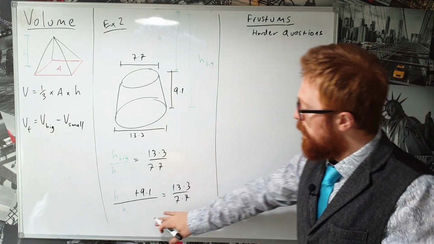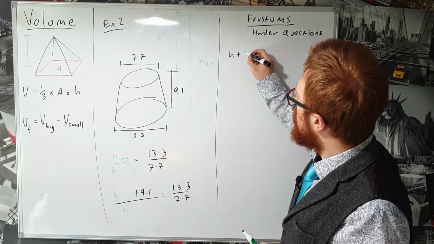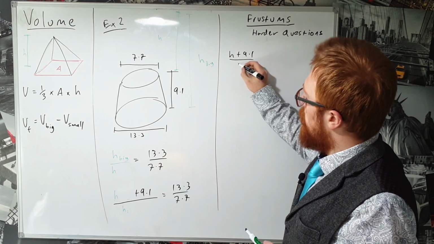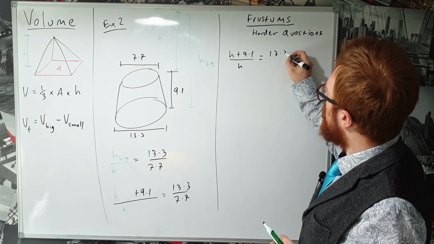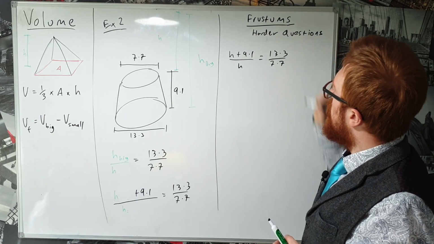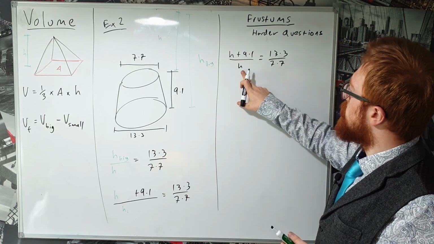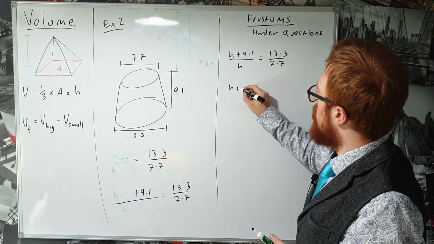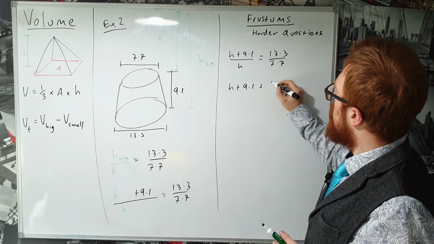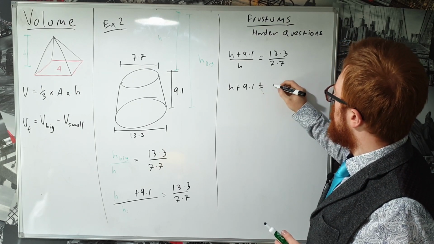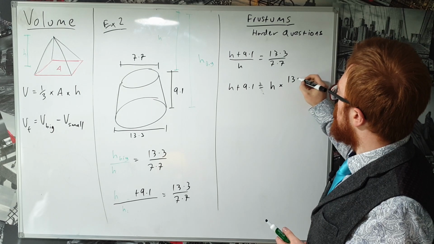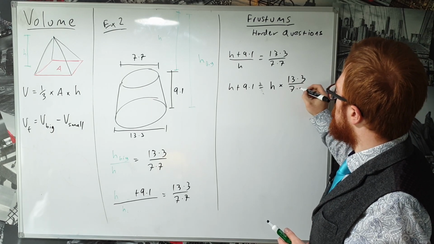Okay, so now we've got an equation that we can solve. h plus 9.1 over h equals 13.3 over 7.7. So let's multiply both sides by h. h plus 9.1 equals h times 13.3 over 7.7.